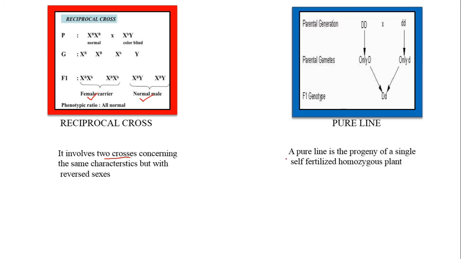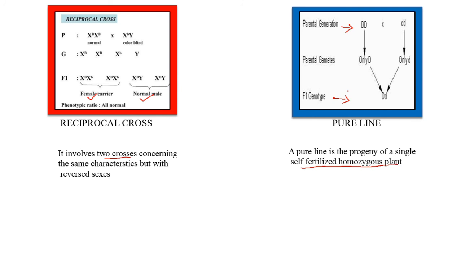Now, pure line. A pure line is the progeny of a single self-fertilized homozygous plant. What does it mean? It means when we have a particular genotype being selfed for more than 5 consecutive generations for the purpose of getting a plant which shows only one type of genotype. That means if there is a homozygous condition, all should be homozygous dominant. As you can see here, the parent generation is crossed, then we get the F1 generation, and we will repeat the same process at least 5 times to get a pure line.